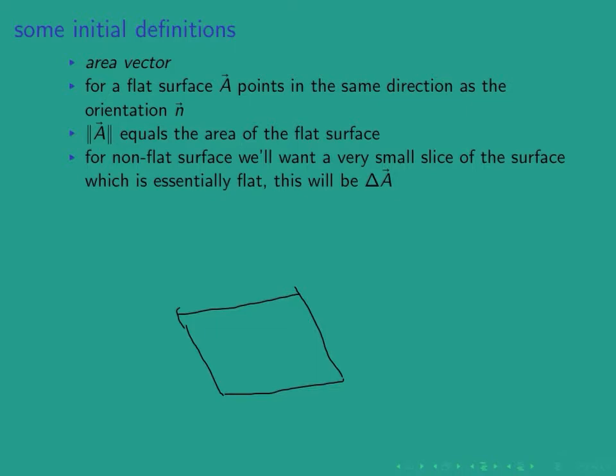Next, what we'll need is an area vector. We're going to denote the area vector A. First, I need to know what the orientation of the surface is, so we pick one of the directions of the surface to be the normal vector. Then the area vector A does 2 things. First of all, it points in the same direction as the orientation vector. And second, the magnitude of the area vector equals the area of the surface. And that's all there is to that.